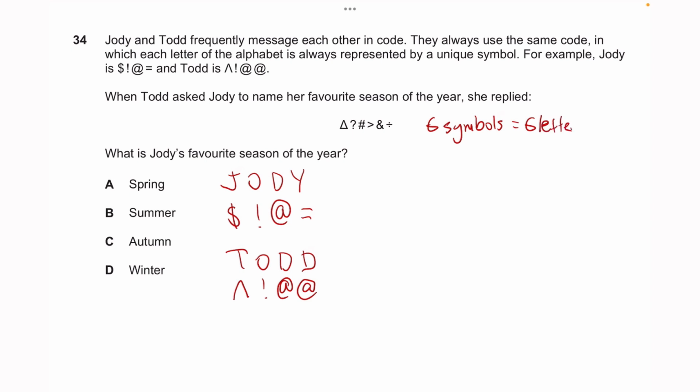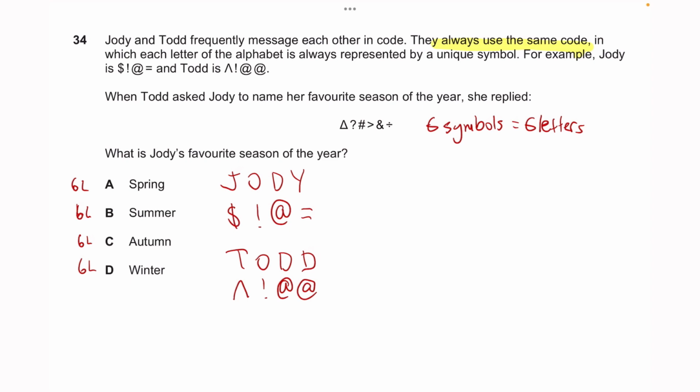And so if we have a look here, we've got the following words, and they all have 6 letters. Okay, 6 letters, 6 letters, 6 letters. So we can't really eliminate anything within here. But if we notice the letters or the code, the symbols here, there is nothing that repeats, because if you notice, they always use the same code. So once you can crack this code, you'd be able to recognize or read any of the messages that Jody and Todd hand to each other, because the code is always the same.